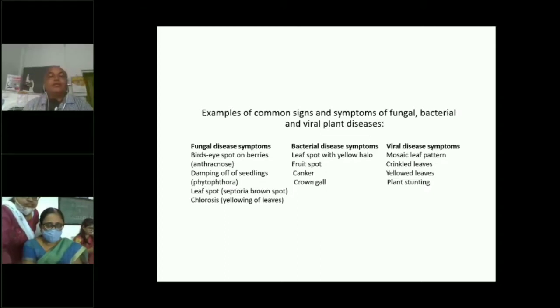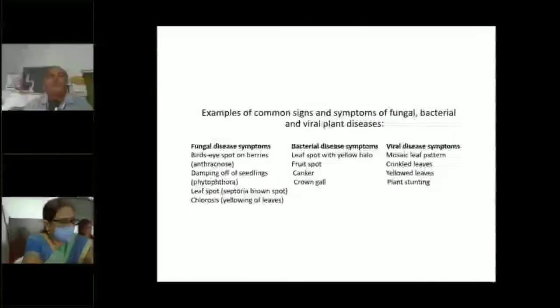The basic difference between a fungal spot and a bacterial spot is that a bacterial leaf spot is always surrounded by a yellow halo, and the spot is generally angular in shape, and that's why in cotton we call it the angular leaf spot of cotton, which is caused by Xanthomonas bacterium. Then fruit rot, canker, and crown gall, which is caused by Agrobacterium tumefaciens, which we call a genetic bioengineer. Then for viral diseases, we have mosaic leaf patterns. It is a typical symptom of viruses: mosaic, crinkled leaves, yellow leaves, plant stunting. These are the major symptoms caused by fungi, bacteria, and viruses.